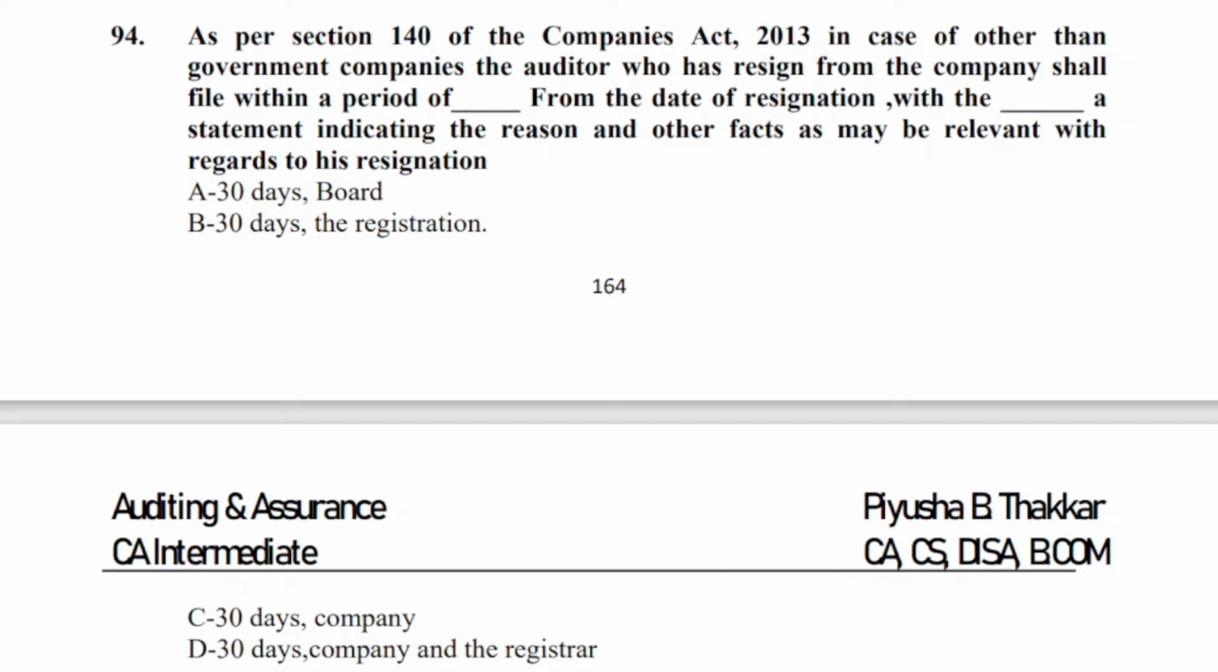Okay? So, if you look at the options here, my dear friends, the most apt option is option D. So, the correct answer that we need to choose is alternative D, my dear friends.